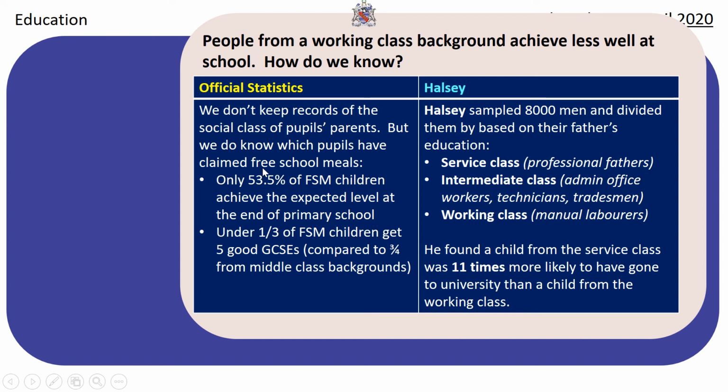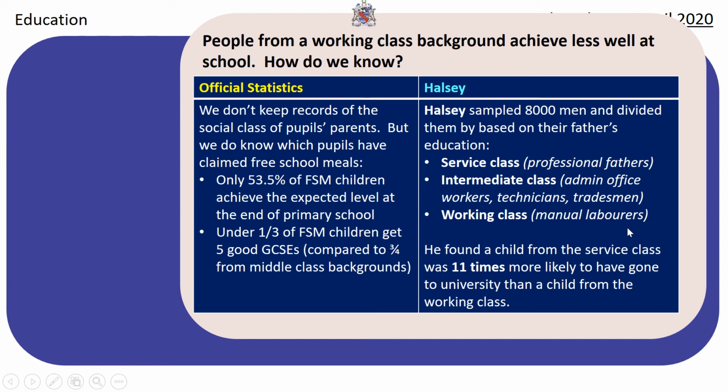The other way we can find out information, well, we're sociologists. We can do some research, can't we? Halsey, who you need to know about, did some research sampling 8,000 men. And those 8,000 men, he asked them what their father's education was and divided them up into 3 groups. Those with professional fathers that he called the service class, those that he called the intermediate class, admin office workers, technicians, tradesmen, and then those he called the working class, manual labourers. Okay, those who did jobs that involved picking up heavy stuff and moving it around.